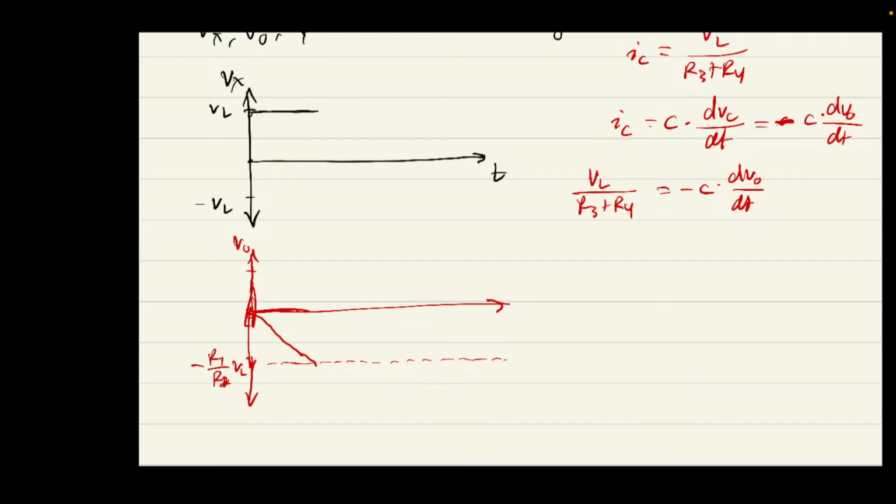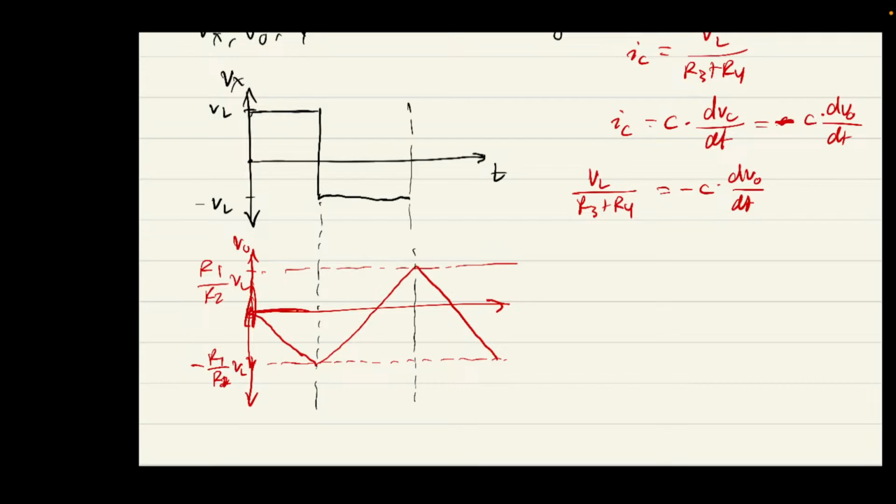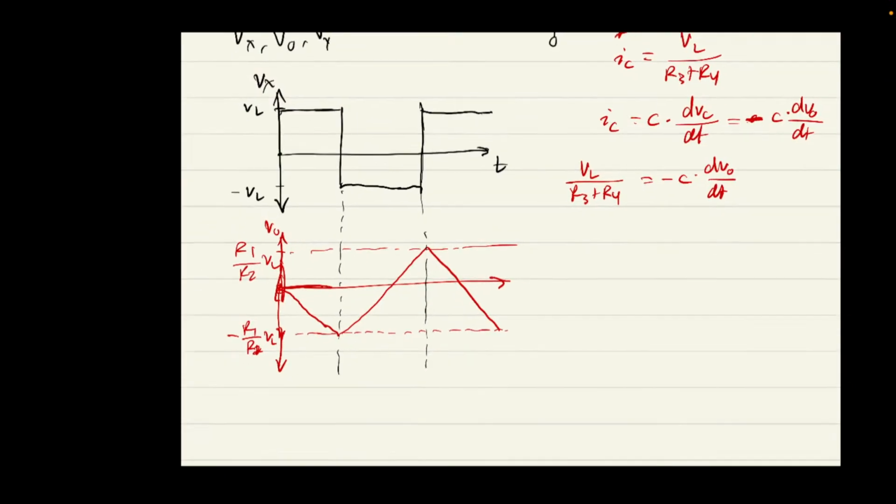And so what happens when it hits this value? What happens to Vx? Vx goes to negative VL, right? And then this capacitor will begin to discharge, causing the voltage to increase until it again hits that threshold value on the other side. And so on. So essentially at Vx we see a square wave with a certain period, and at VO we see a triangle wave with a certain period as well. Okay, any questions?